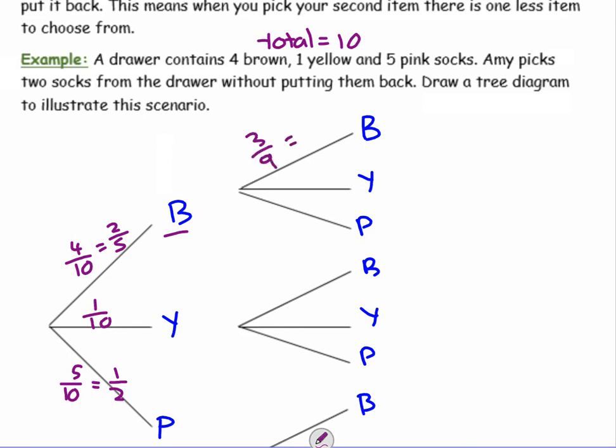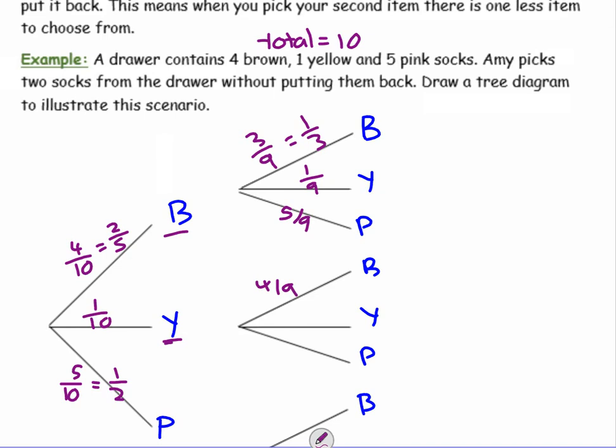If you want, you can simplify it. Yellow, there's still only 1 yellow sock, but it's out of 9 this time. And pink, there's still only 5 pink socks, but again, that's just out of 9. On the second branch, though, we had a yellow first. So that means we've still got 4 brown socks, but it's out of 9 in total.